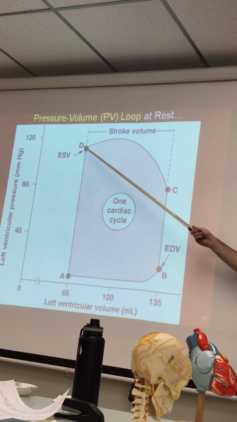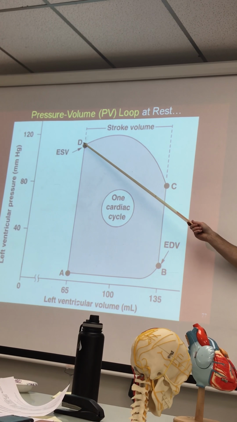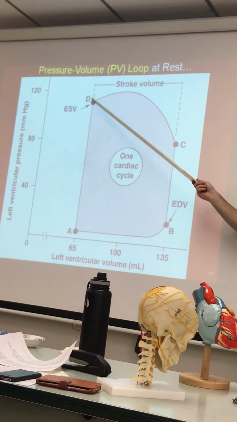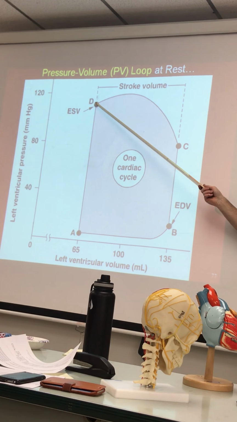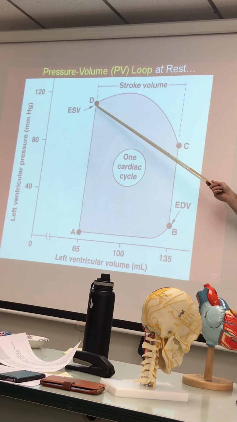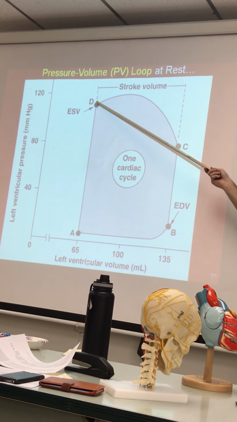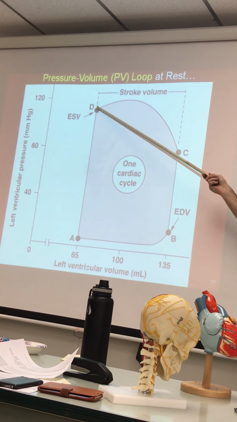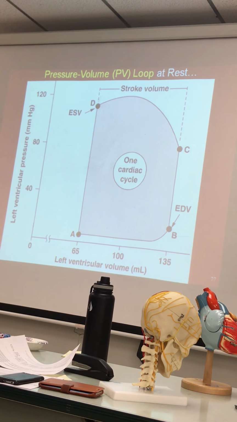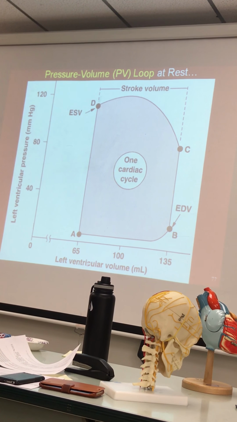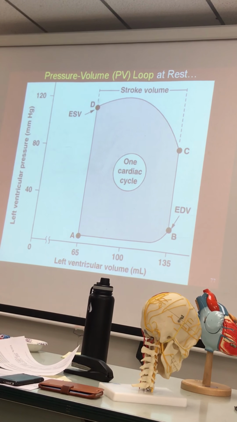Ejection phase ends when the ventricle relaxes, the pressure drops, and it drops below aortic pressure. When ventricular pressure falls below aortic pressure, the semilunar valve closes. Creates a heart sound. Which one? The dub. Second heart sound.